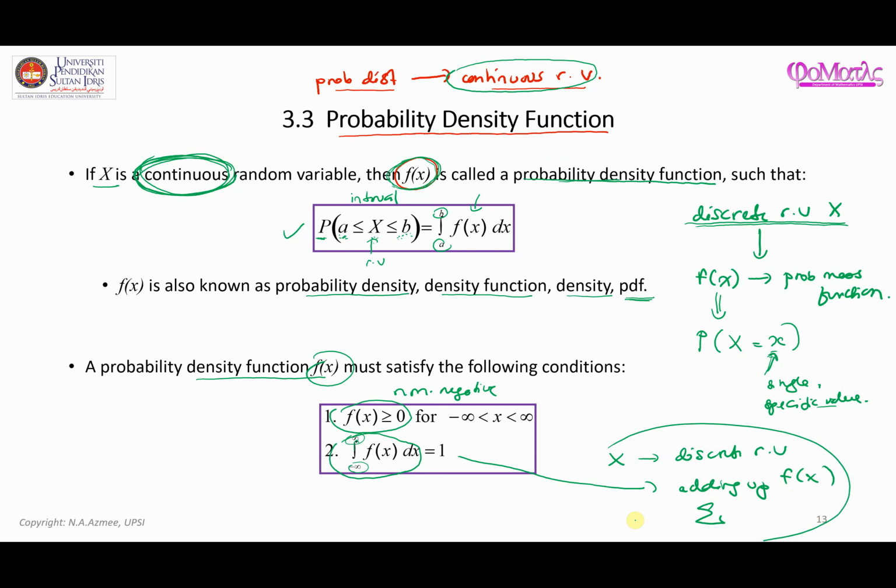This is just some information based on what you have seen in the previous video. So I'm just going to compare the difference between condition 2 seen right here with what you have learned when x is a discrete random variable.